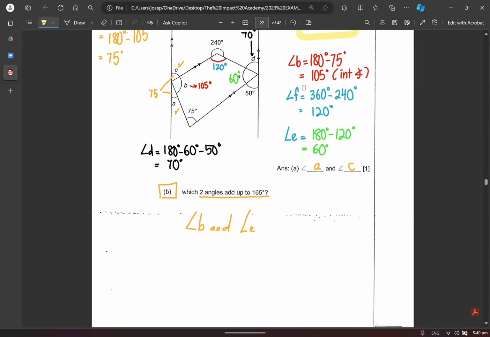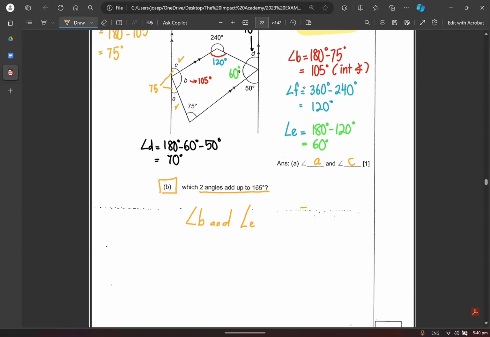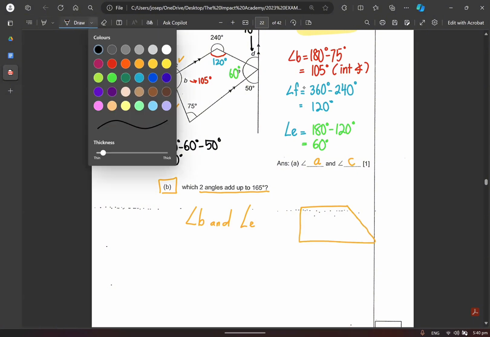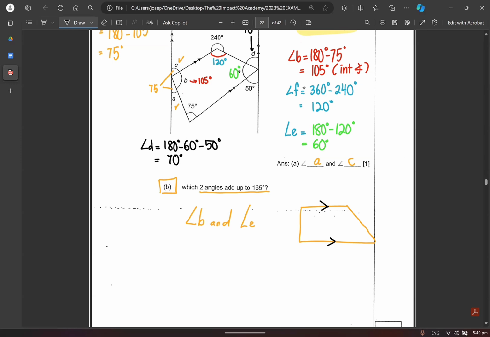Understand? If I draw a trapezium, let me just draw another trapezium for you to see. If I tell you that this is parallel to this, it means that this angle and this angle form a C. Can you see it? Then the other side must also form a C. This angle and this angle will add up to 180 degrees. Can you understand?